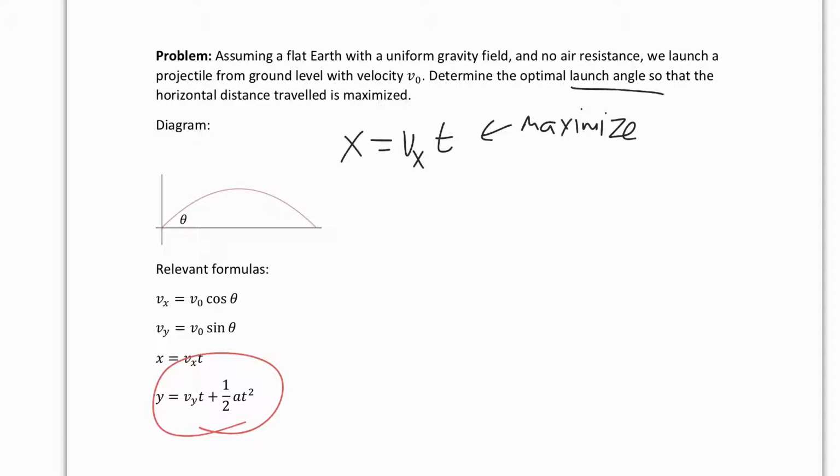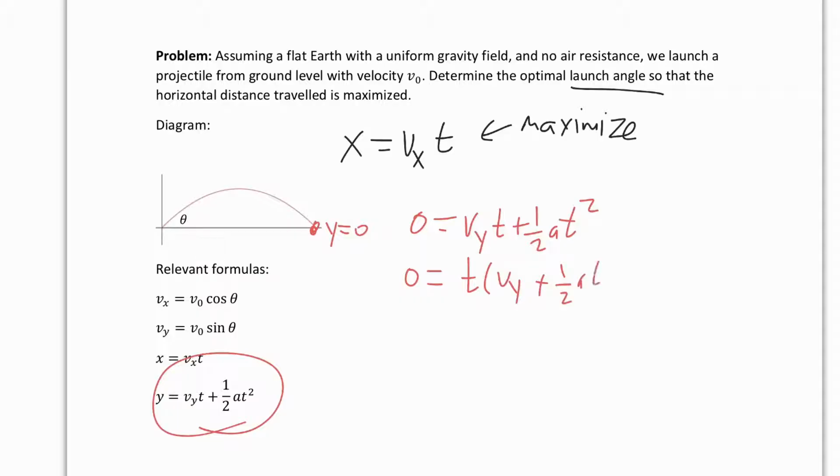Well, we actually know the time. The object will be done flying over here when y is equal to 0. So let's do 0 is equal to vy t plus 1/2 a t squared. We could factor a t, and we'll get t times vy plus 1/2 a t. Well, clearly that means that either t is equal to 0, which is over here at the beginning, so that's not exactly the time we're looking for, or it means vy plus 1/2 a t is equal to 0. That, of course, will be the other time.